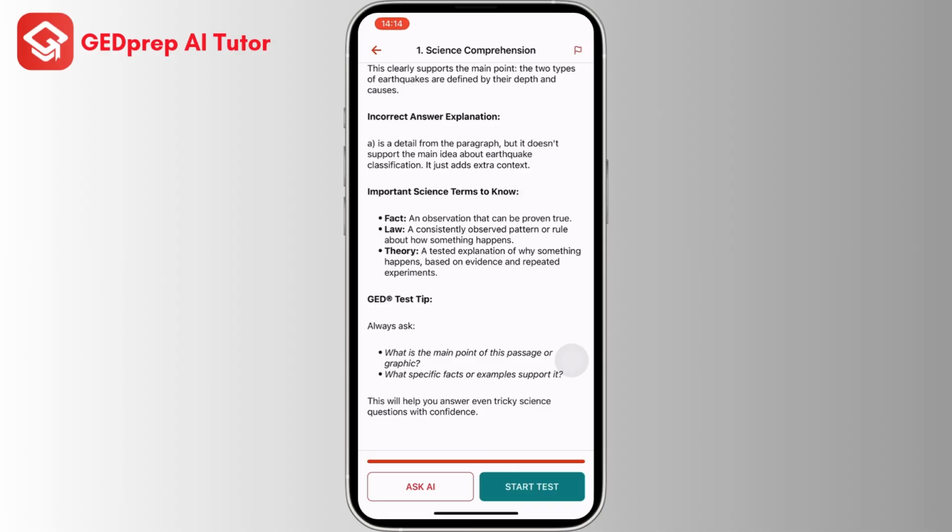GED test tip. For every science passage or diagram, always ask yourself, what's the main point here? And what facts or examples are being used to support that point? If you practice that mindset, you'll be ready to handle even the trickiest science questions with confidence.